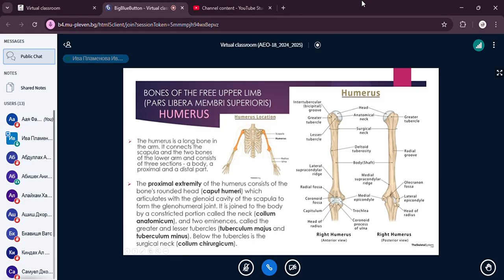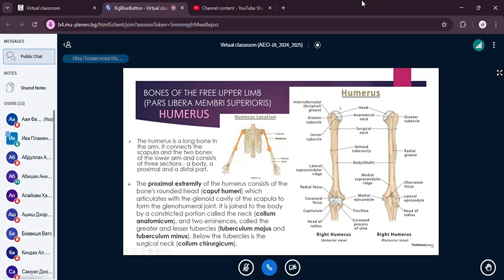Below it, the line which surrounds the head, this one, the line here, is the anatomical neck. And distal to these tubercles is the surgical neck. Surgical because here is the point where the fractures actually occur. So anatomical neck, which surrounds the head. The surgical neck below these tubercles.